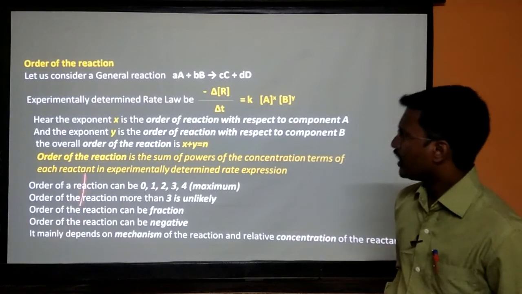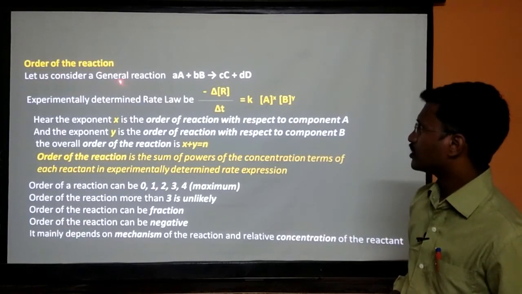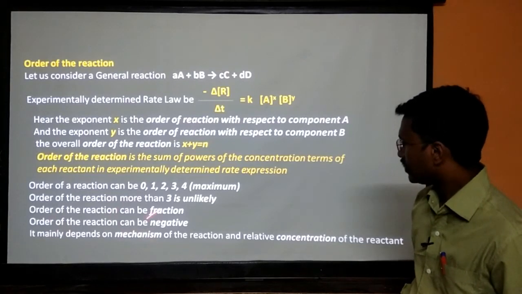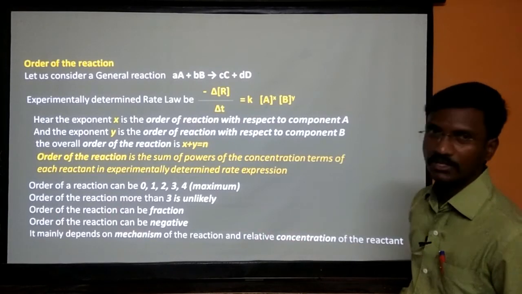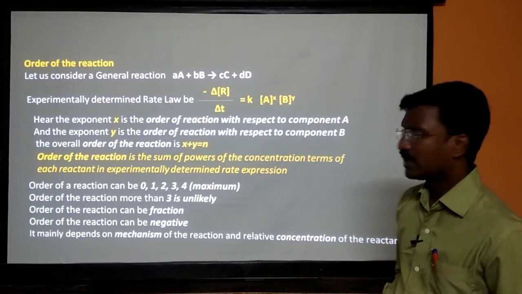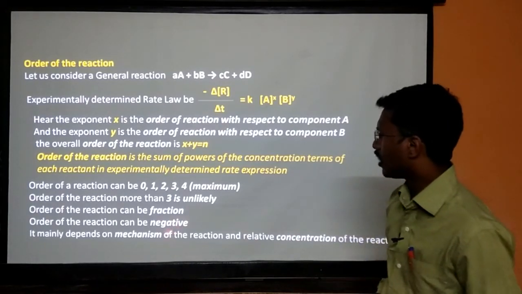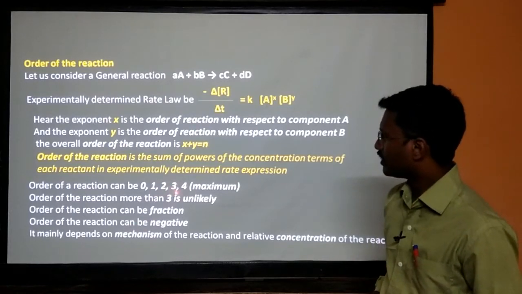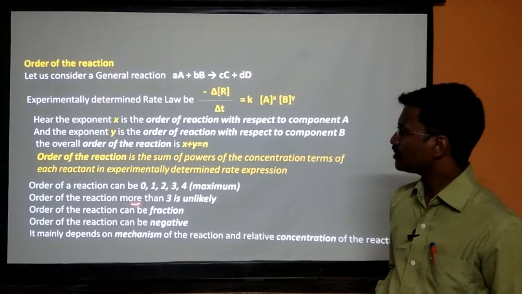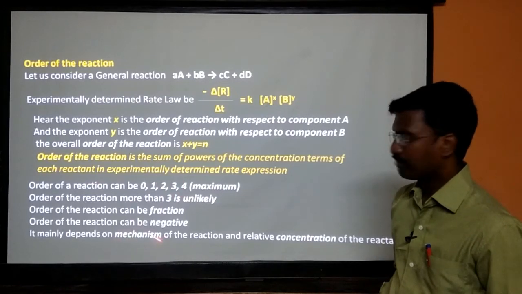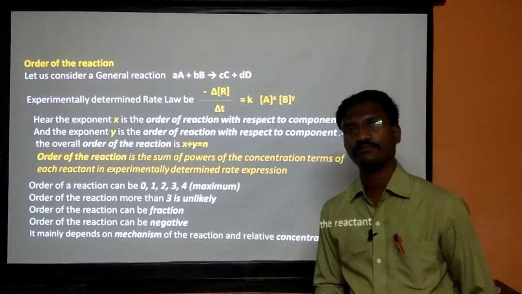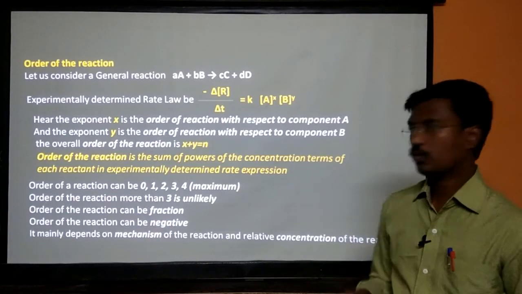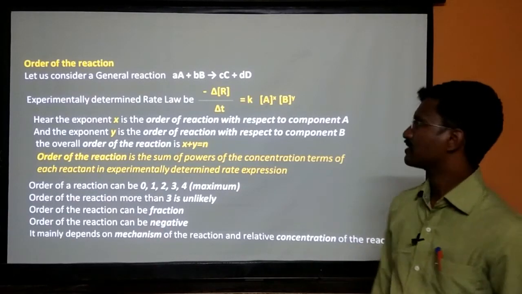And moreover, we are determining this order of the reaction by this expression. Hence, it depends on the mechanism and it is related to the concentration of the reactant. If some reactions seem to have a higher order, we know that it is not possible to be more than 3. Therefore, if it is more than 3, we will check the mechanism. Based on the mechanism, we are writing the orders. We will come to know when we move to the examples.